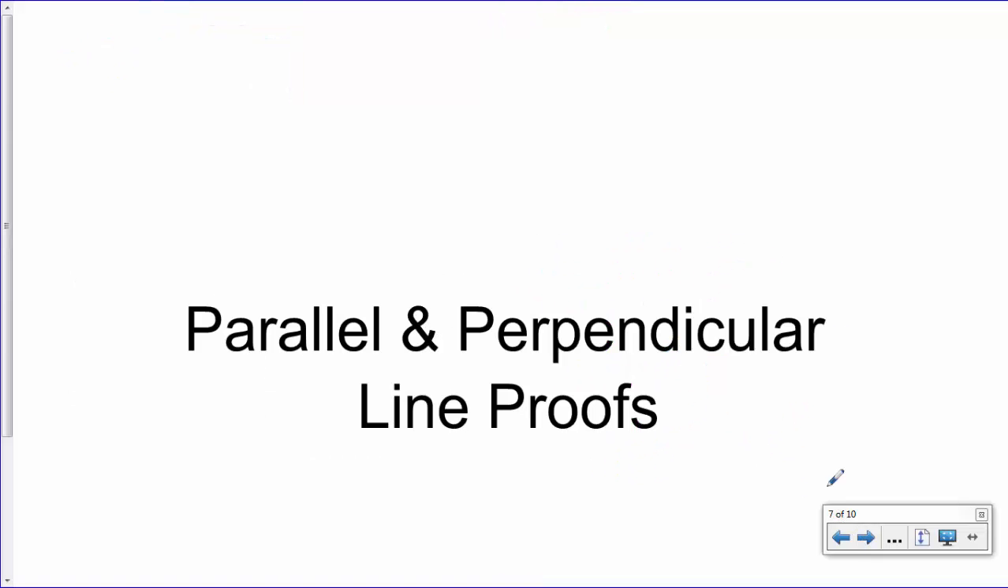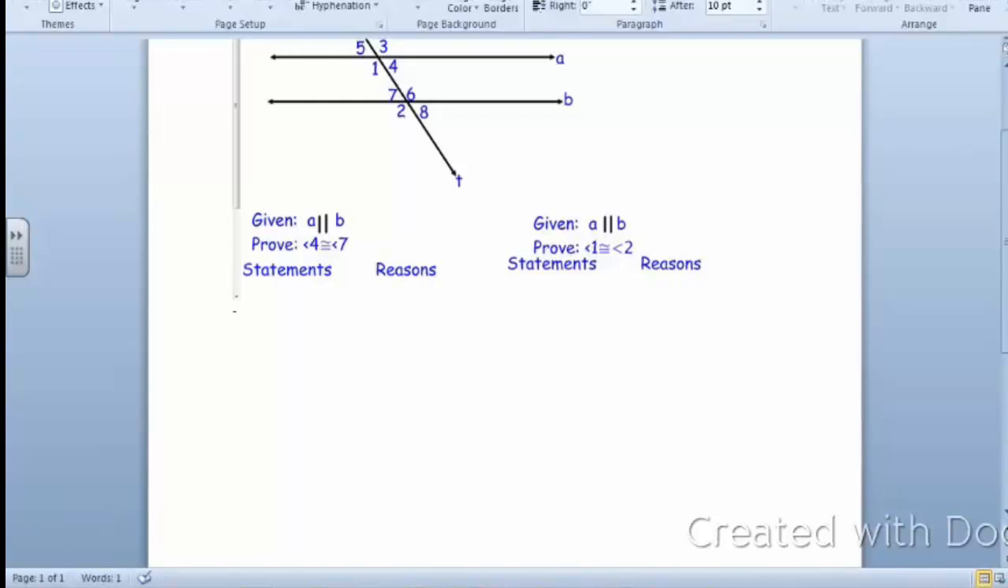Next, we'll take a look at two-column proofs. We have a two-column proof. Our first column is statements, our second column is reasons, where we're going to prove our angle pairs congruent or lines parallel. In our first example, we're going to prove angle 4 is congruent to 7. That means that we're going to be proving that angles 4 and 7, which are alternate interior angles, are congruent.